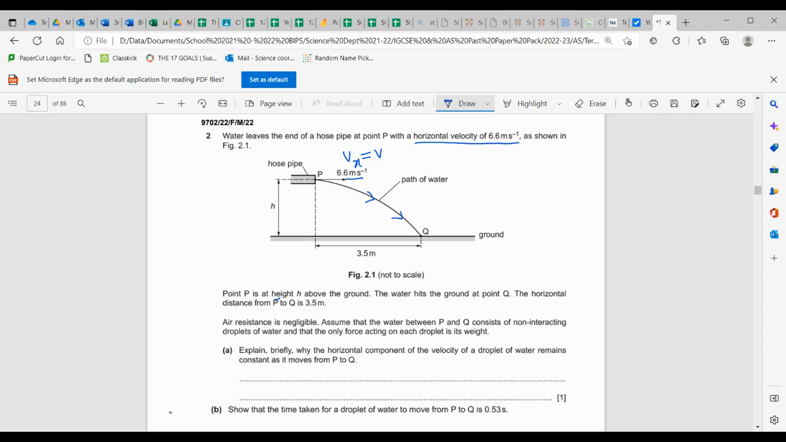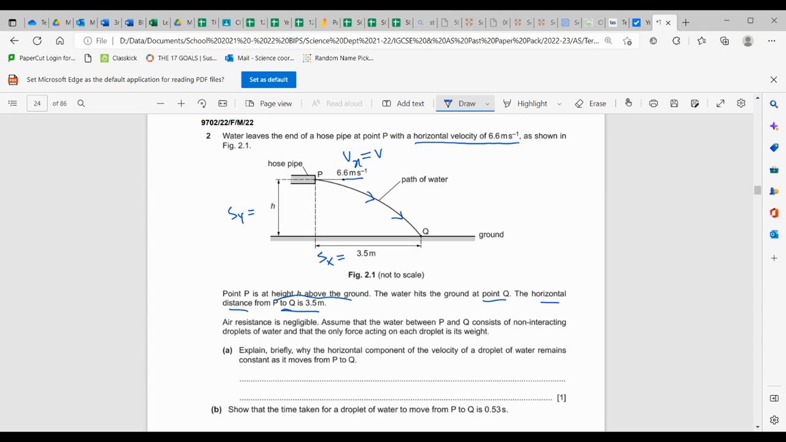Point P is at a height h above the ground, so h is the vertical displacement of water here. So I will just label it as Sy, displacement along the y direction. The water hits the ground at point Q. The horizontal distance from P to Q is 3.5 meter, which is labeled over here. So this becomes the displacement of water along the x direction. So we have got the displacement along the x direction, we have got the velocity along the x direction.